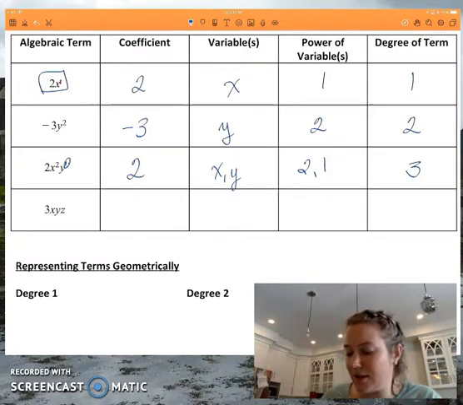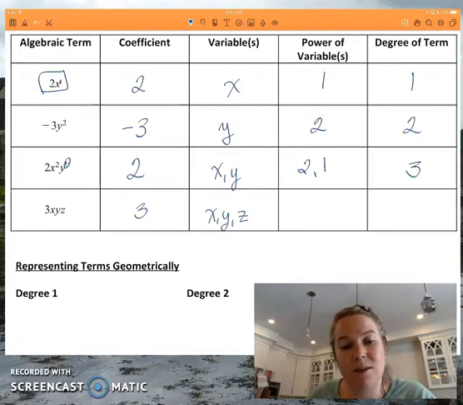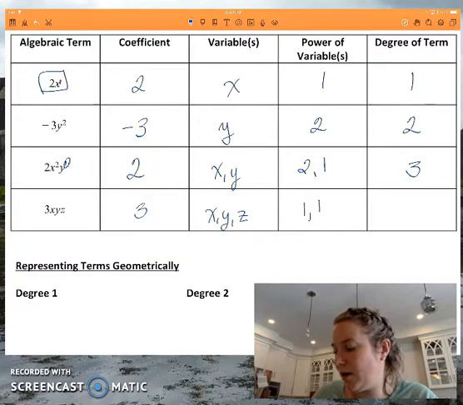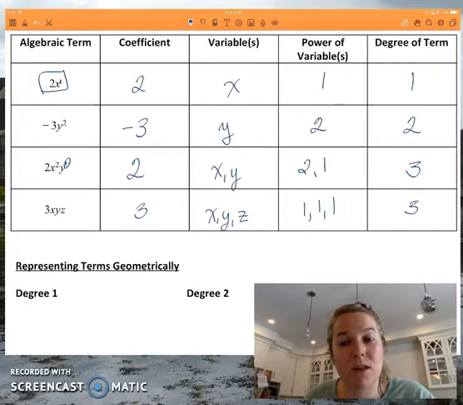In our last example, coefficient's 3. We have x, y, and z as our variables. Each of those variables has an exponent of 1. So I've got 1, 1, 1. And I'm going to have a degree of 3.